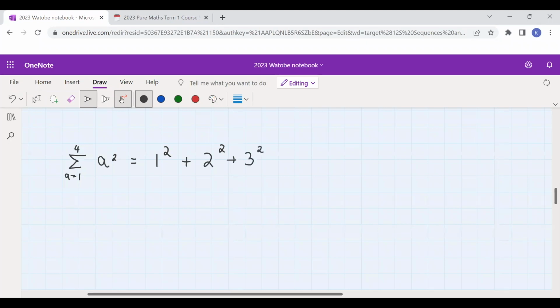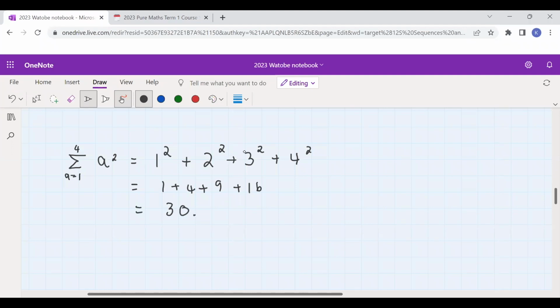No. But anyway, you would say 1 squared plus 2 squared plus 3 squared plus 4 squared, which is 1 plus 4 plus 9 plus 16, which is how much? 25, 30. That was convenient.